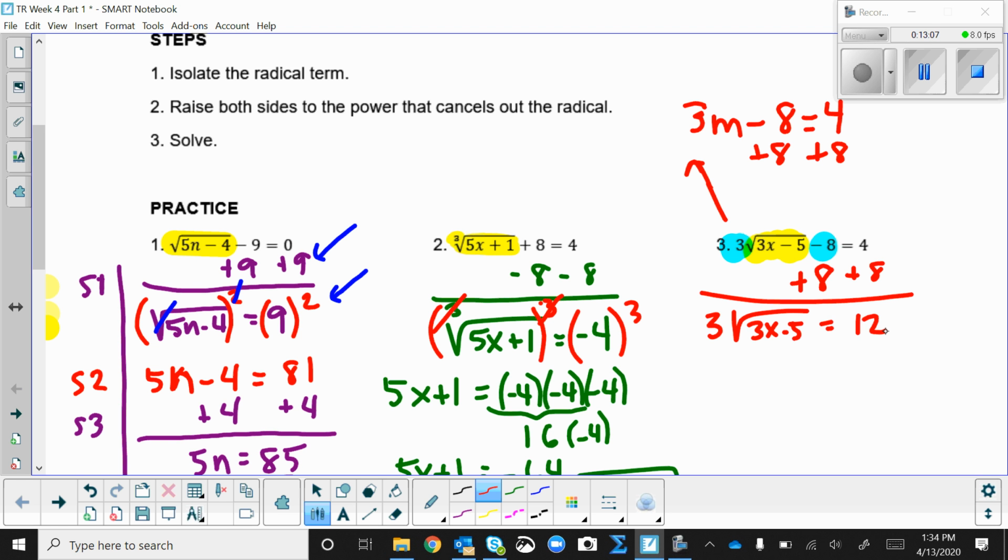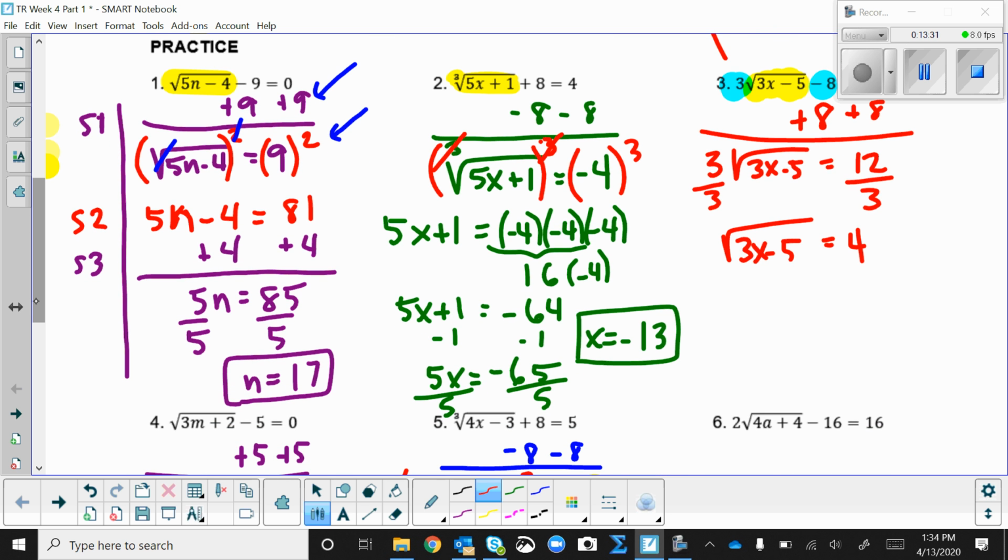But the radical is not by itself yet. It still has the times 3 out front. So what do you do to get the radical by itself? You divide by 3. So we have square root of 3x minus 5 equals 4. And now this looks like the other problems. We have to square both sides to get rid of that radical.